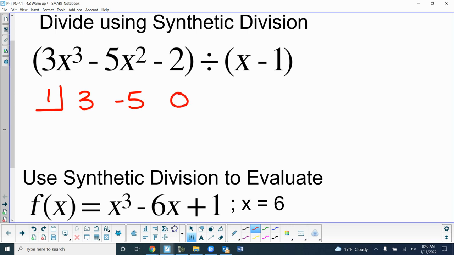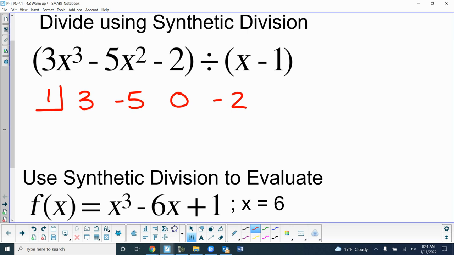Just like we had to do for the long division. And then the -2 for our constant. Okay? So that's a mistake we sometimes make because we get in a hurry. All right? So remember, this has to go down by 1. So you got to the third power to the second, we don't have the 1 to the first power. So we have to put a 0 in that spot.